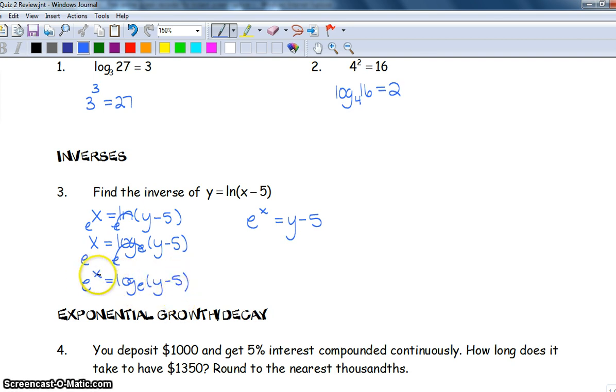So, this is e raised to the x power is equal to y minus 5. What we just did, rewrite from log form to exponential form. Then to get y by itself, we add 5 to each side, and we get y is equal to e raised to the x power plus 5.